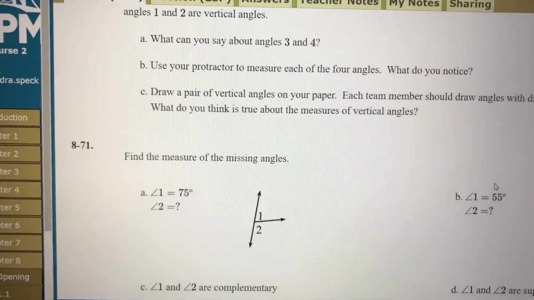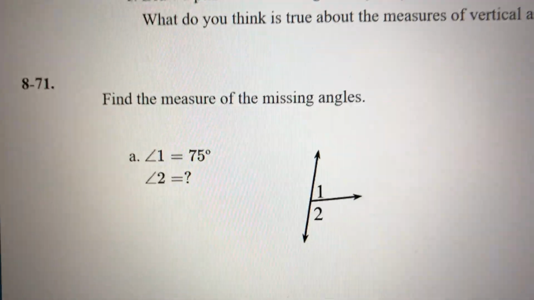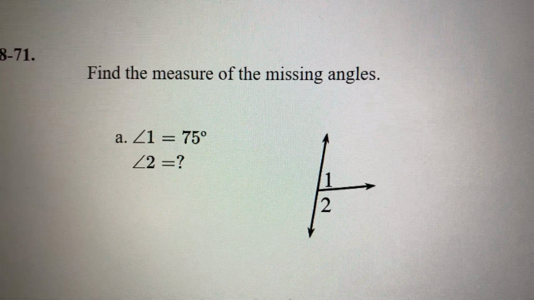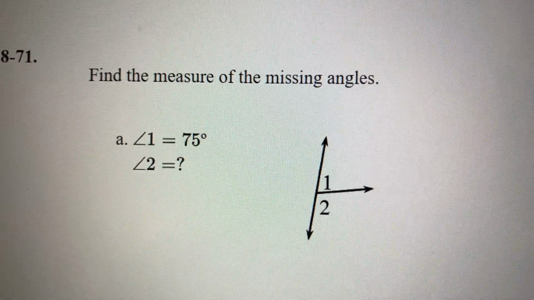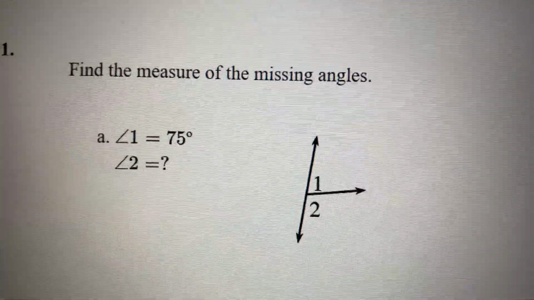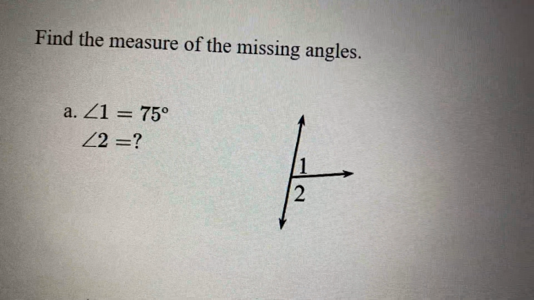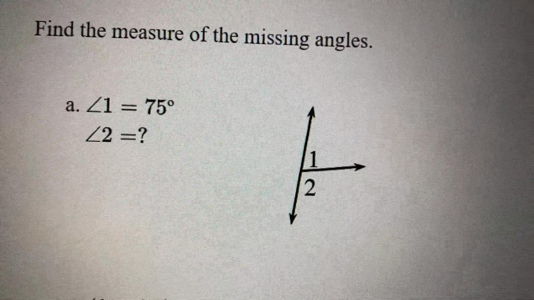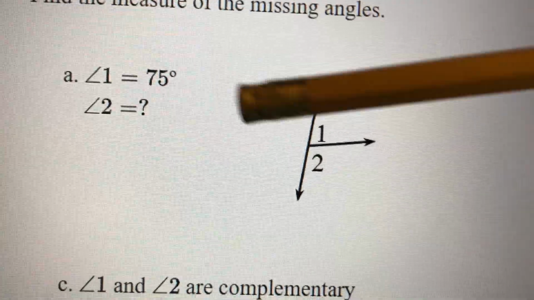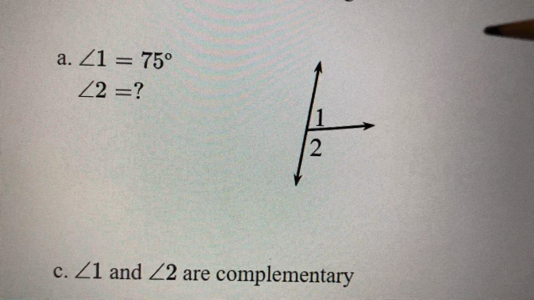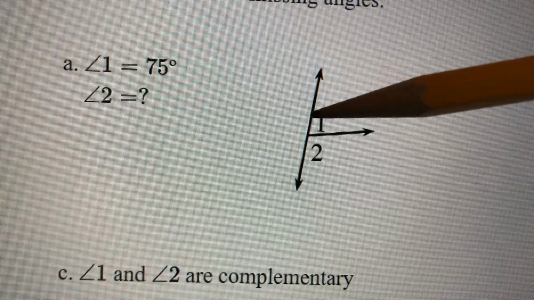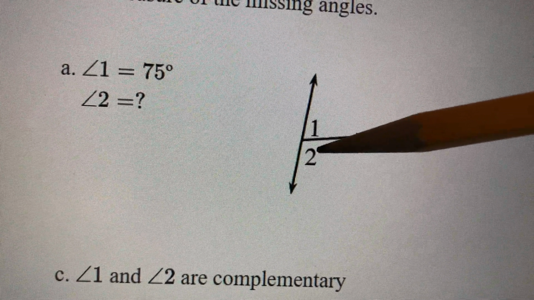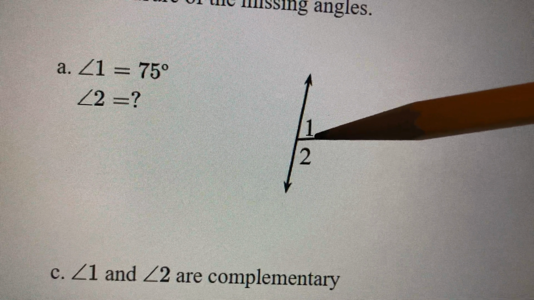Last one. And we're just doing A. 8-71A. Find the measure of the missing angles. So angle 1, we have 75 degrees. Angle 2, we're trying to figure out. So I'm wondering how we could figure this out. Well, it looks like they have a straight line going on. If I were to draw a half circle, we would get 180 degrees.